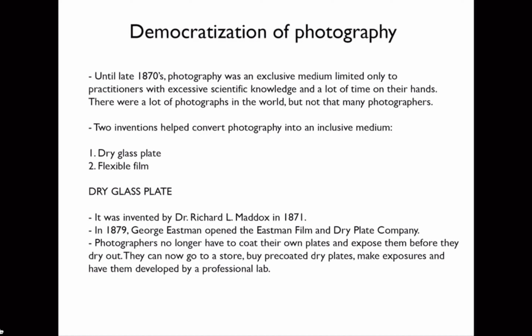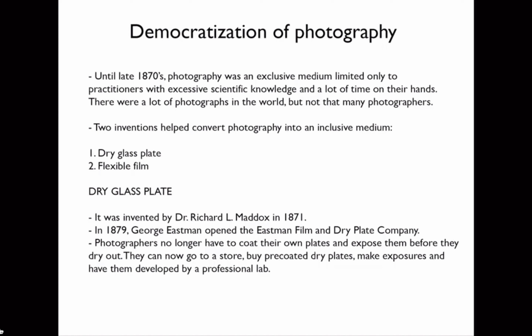Now, in the last part, I wanted to see how that shutter, how that freezing of the motion changed photography. First of all, let's talk about democratization of photography. Until late 1870, photography was primarily an exclusive medium, limited only to practitioners with excessive scientific knowledge and a lot of time on their hands.